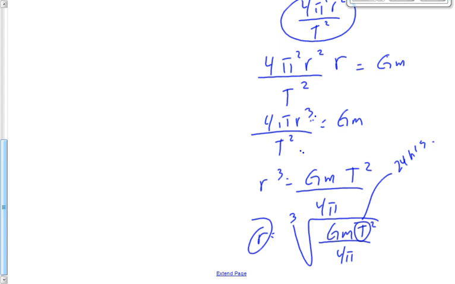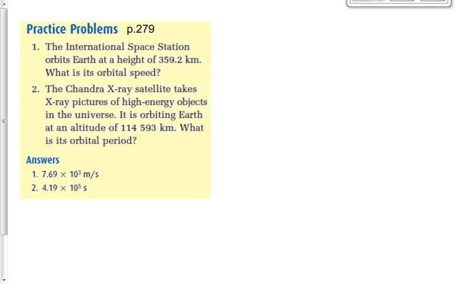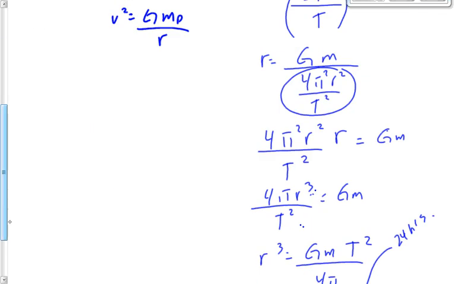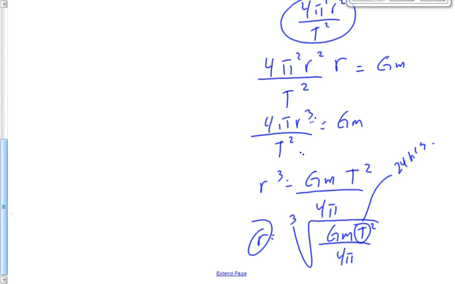I want you to do 2 things for homework, guys. Finish up those questions right here on page 279, and do your best to solve this. You've got the equation written down already. Try to solve that equation that we've just written down. Do your best to do that, okay?